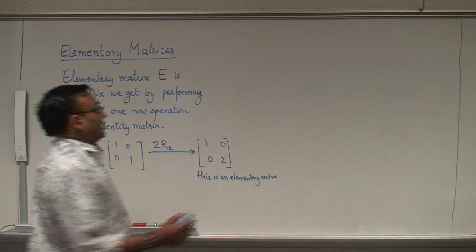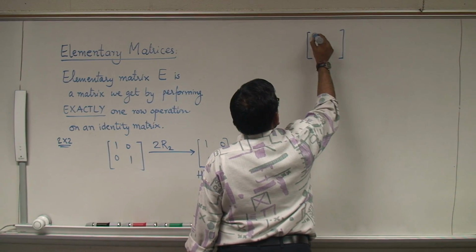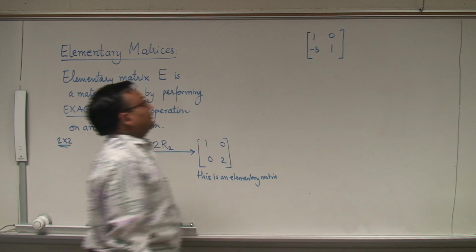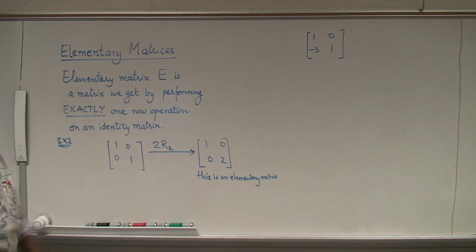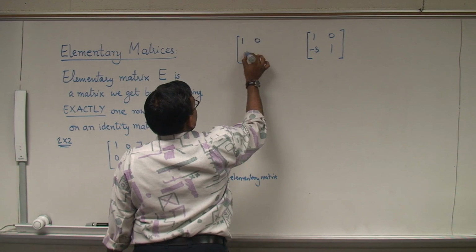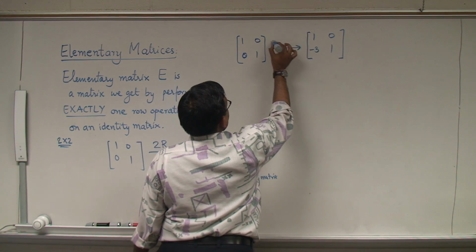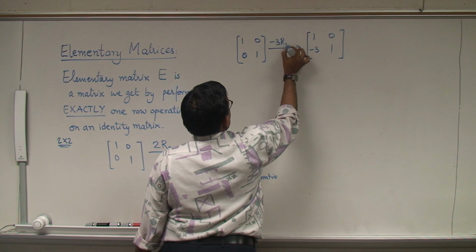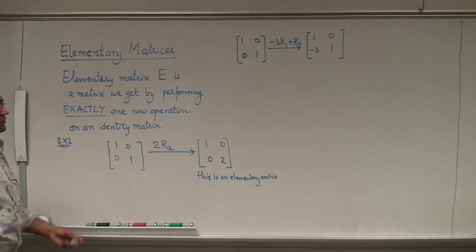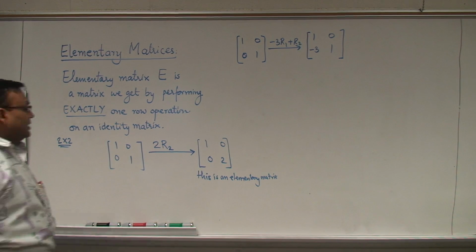Likewise, if you look at this matrix, I'll start with the matrix first, and then suppose I am given this matrix. I claim that this is an elementary matrix because if you start with your identity matrix, the question is, can I perform one row operation to get this? Suppose I take minus 3R1 plus R2, you'll see I'll get that matrix. So that means the matrix that I've got is an elementary matrix.